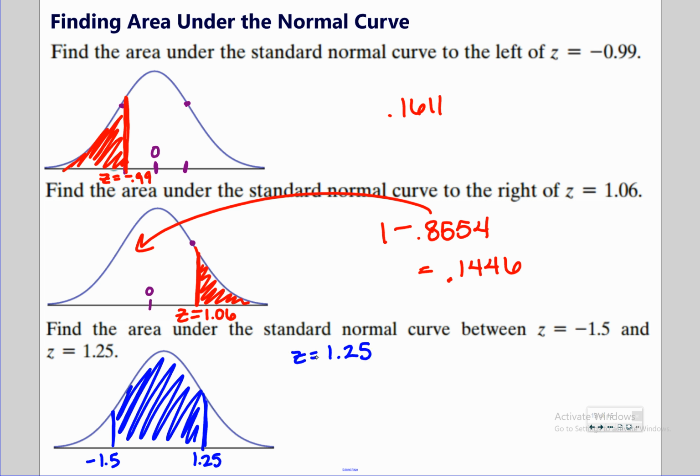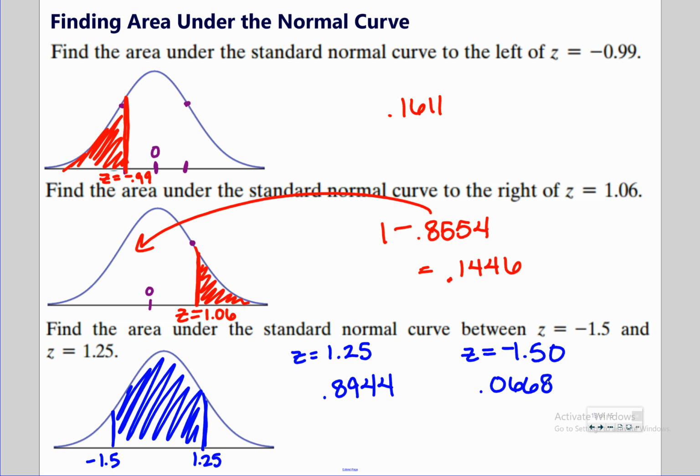Positive 1.25, go over to the 5 on your chart, you get 0.8944. Okay. A z-score of negative 1.5. So find on the negative side of your chart, you're looking for negative 1.50, which gives me 0.0668. Okay.